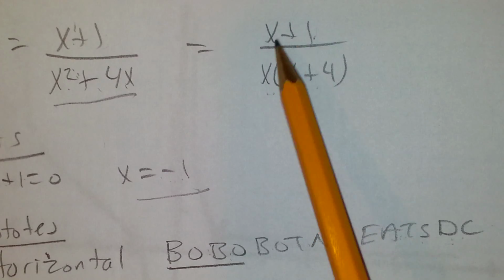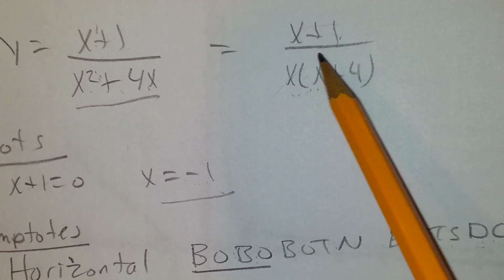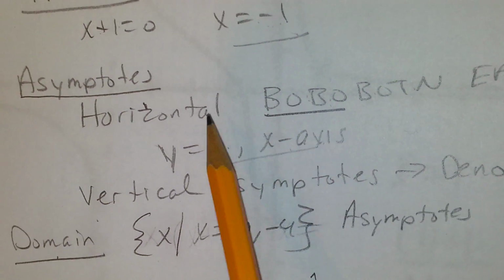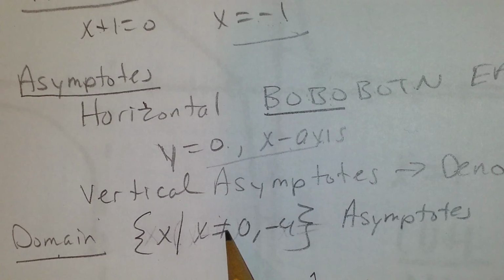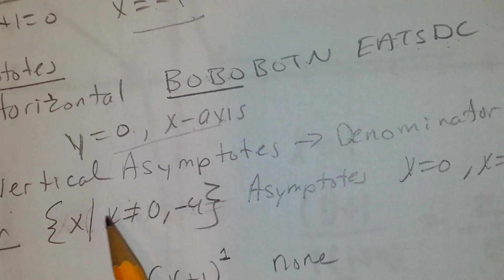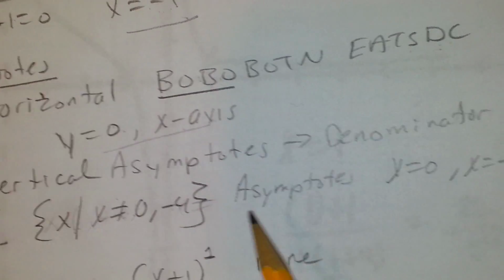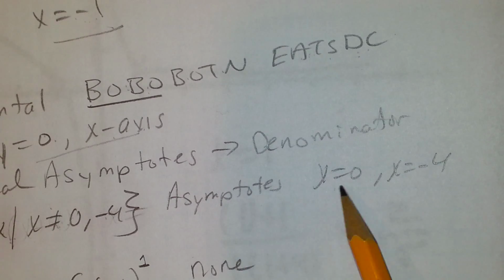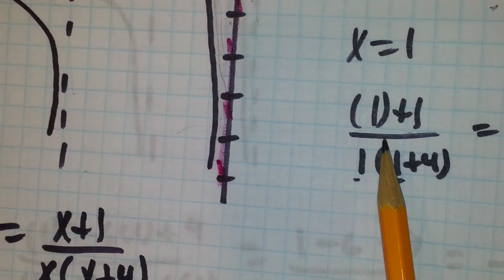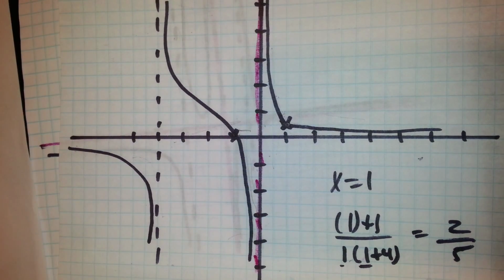So I factored this, simplified this, and notice nothing crosses out. There are no removable discontinuities, okay? So both these factors would create a vertical asymptote. In my domain, x can't be 0, and I can't have x be negative 4. So my domain is all values of x such that x can't be 0 or negative 4. Therefore, my vertical asymptotes are x equals 0 and x equals negative 4. And you can see how I'll have that graph. There are my vertical asymptotes, at 0 and negative 4.